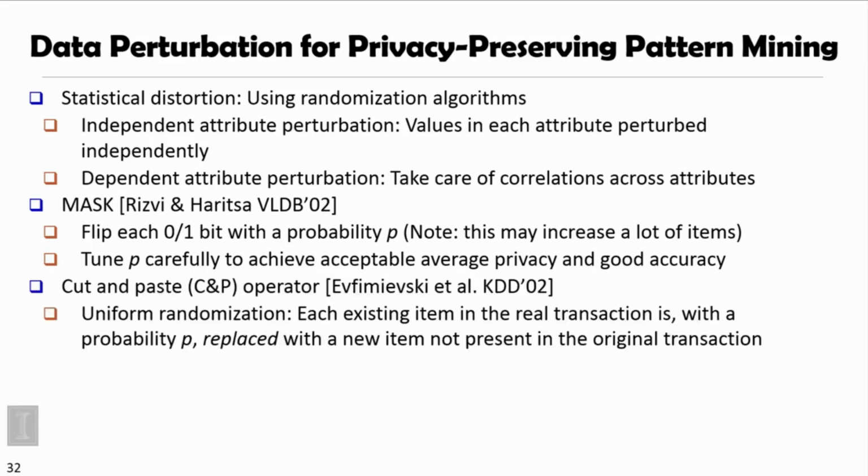Another method studied is called the cut and paste operator. This essentially uses uniform randomization. The method is, you get a real transaction, you don't increase items in this real transaction, but you take the existing items, and you have a probability to randomly replace some existing item with a new item not present in your original transaction. So as long as you do not make your probability too big to replace them, you still get good patterns showing up.